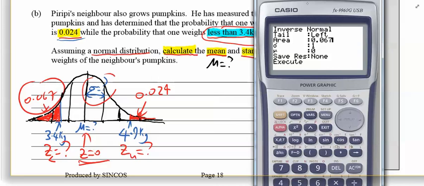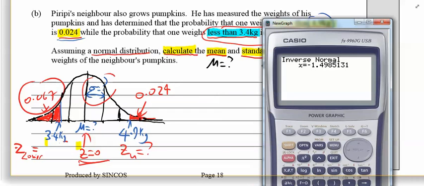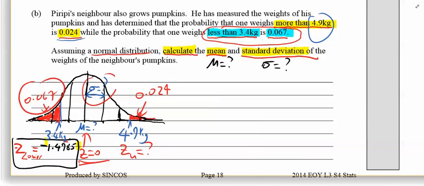So here we go. So execute. And I get negative 1.4985. So I'll write that down. Here we go. So Z lower equals negative 1.4985. Now you got credit if you found that. So this question, if you fully solve it, you get excellence. If you get both the Z scores, so the lower and the upper Z score, you get as far as an R for merit. So let's find the upper one.